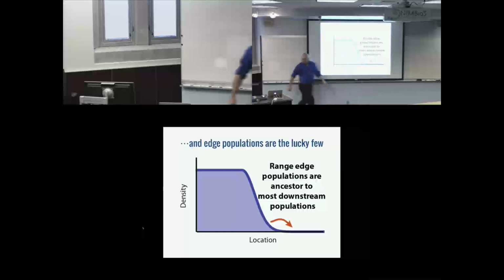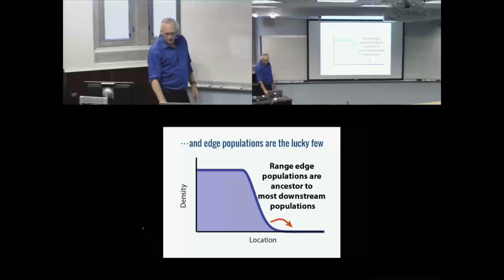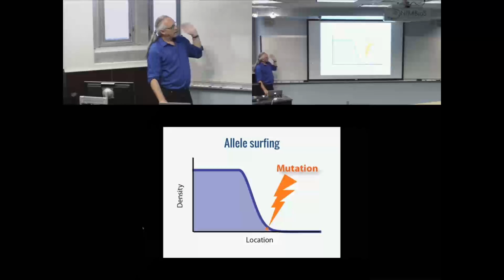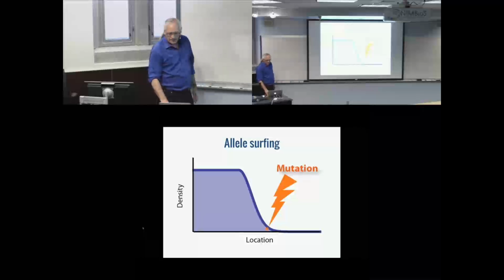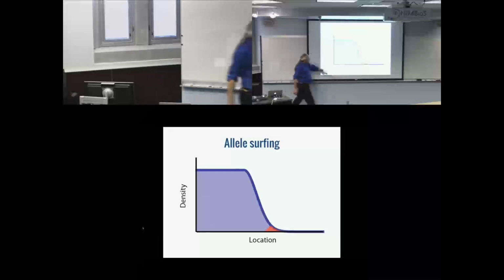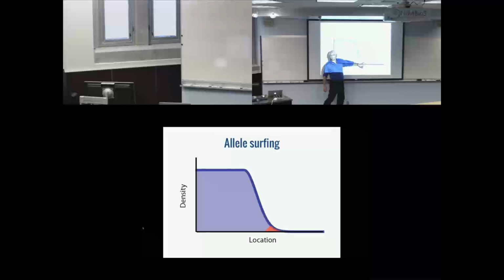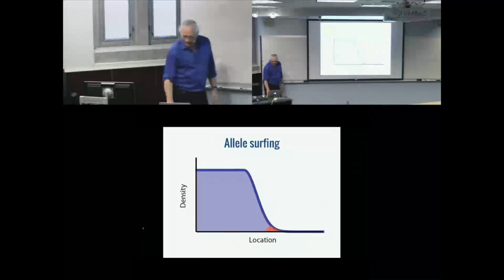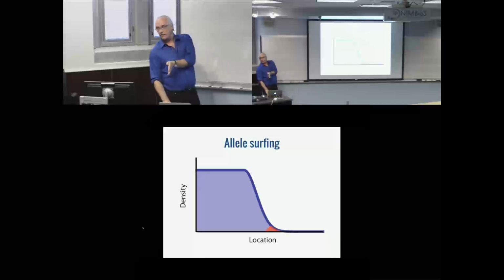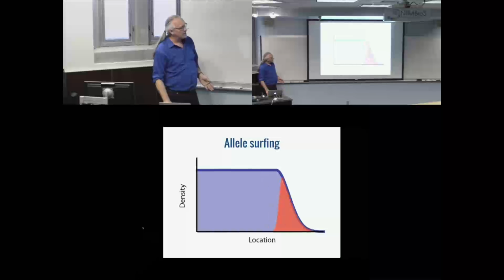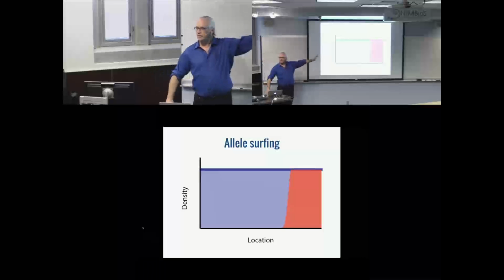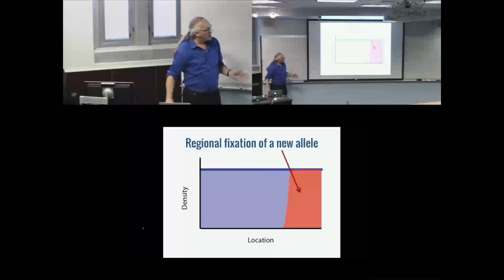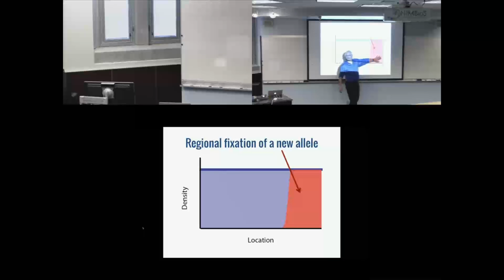Okay, so those collide. Imagine that a mutation appears somewhere, perhaps near that edge. That mutation may drift to a relatively high frequency, and if it does, it may actually locally fix. If it does, as that population spreads, that allele is the allele that gets carried with the expanding population, and you wind up with this regional fixation of a different allele.